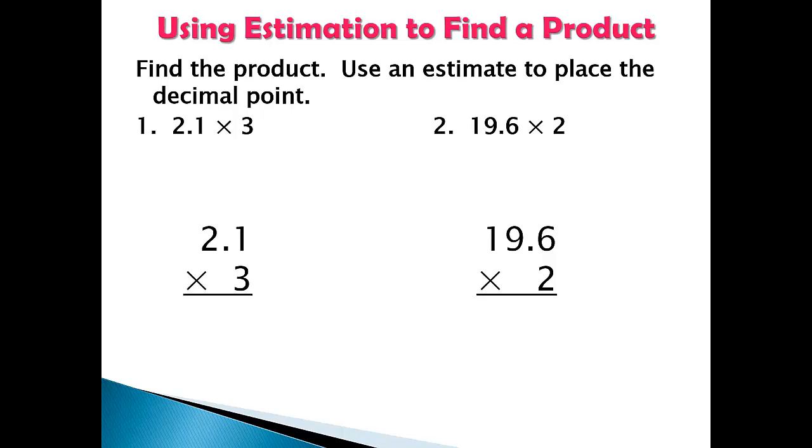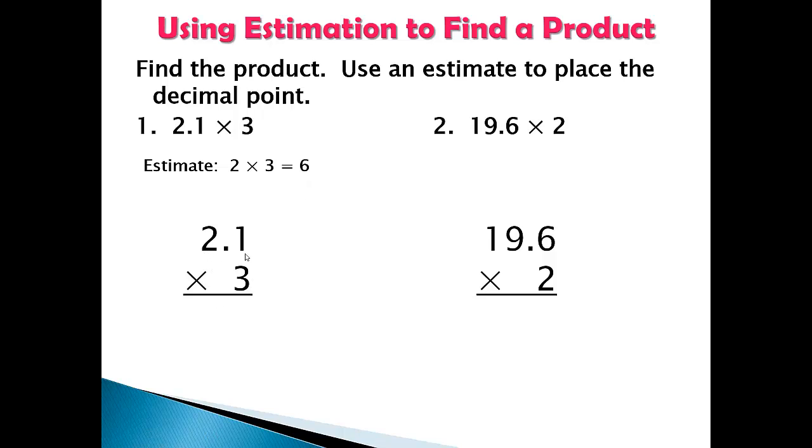If we estimate this, we can say that this is going to be about 2 times 3, which equals 6. Because 2 1/10 is close to 2, if we estimate to the nearest whole number, we can say it's about 2. And then we multiply that by 3. So we know our answer will be close to 6. Now let's go ahead and multiply this out.